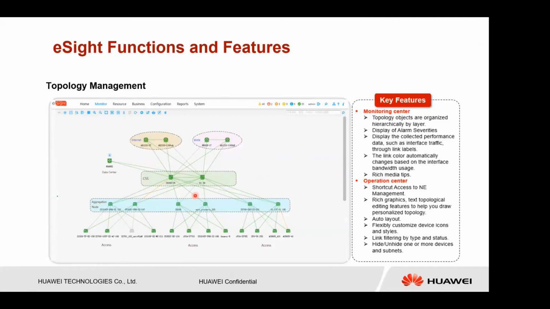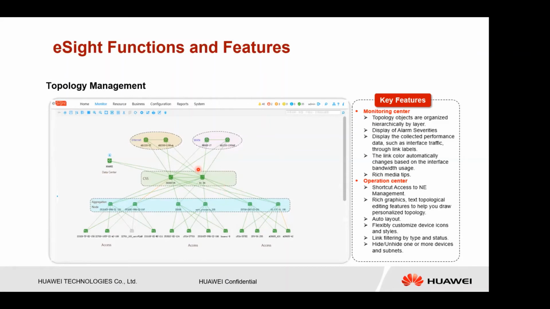In this topology management page, you can display the alarm severities, and you can also display the collected performance data on the device. For example, if there's a link down, the link will turn from green into red. And also if, for example, the bandwidth usage exceeds the threshold, it will also turn the color from green to red.